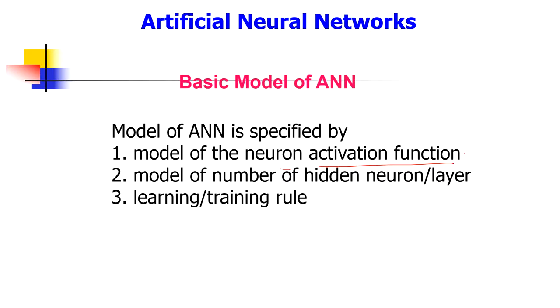So these are some of the things you need to bear in mind when you try to construct your own artificial neural network model. The first one is the selection of the activation function. The second is how many hidden layers, how many hidden nodes or hidden neurons you need to use. And the third is what type of learning function or training rule will be utilized to optimally solve the given problem.